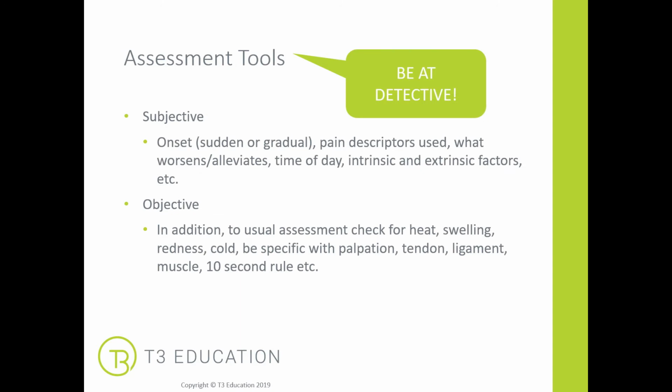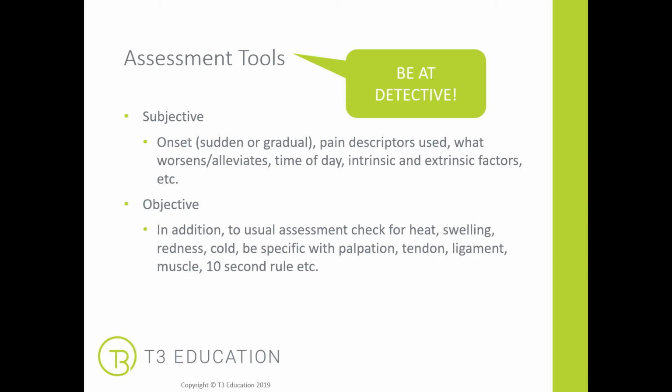So let's recap on our two types of assessment tools. One, subjective. All of those Level 3 questions still apply, but it's time we get a little bit deeper and question a little bit more when it comes to injured tissue. Things like onset, the pain descriptors used, worsening and alleviating factors, times of day. We need to start getting an idea of the intrinsic and extrinsic factors that apply.